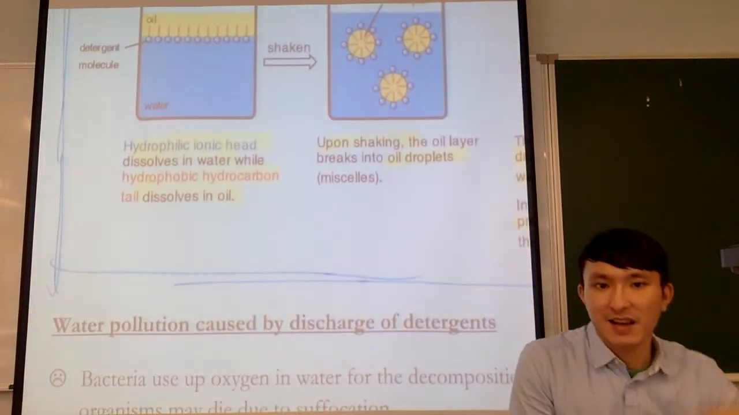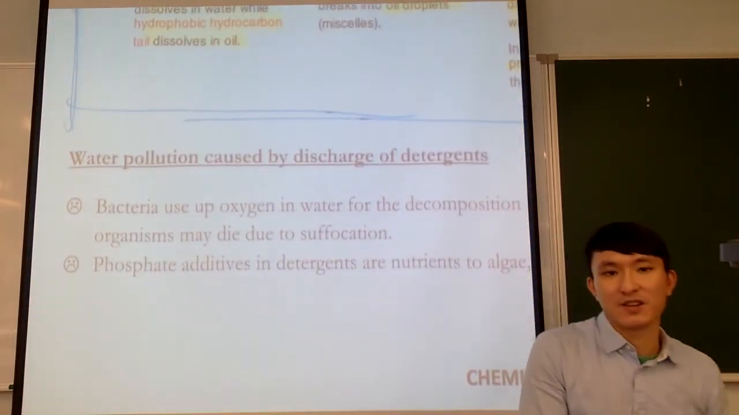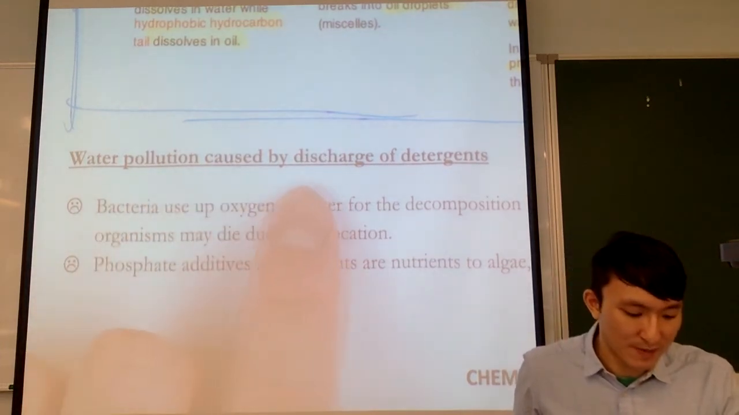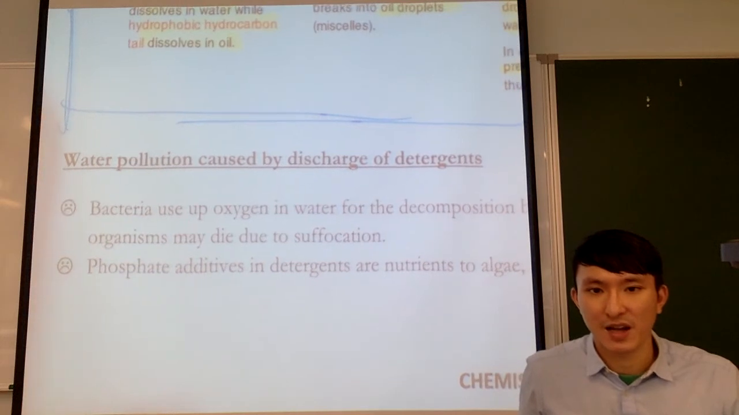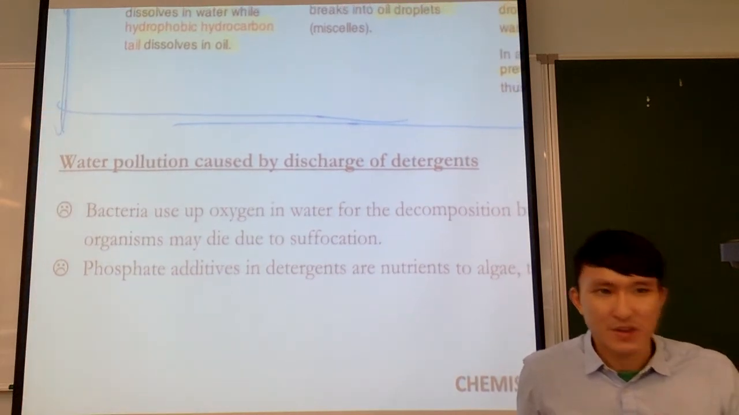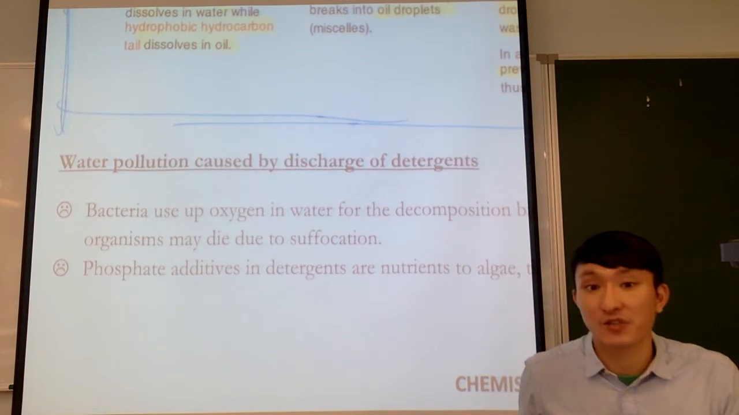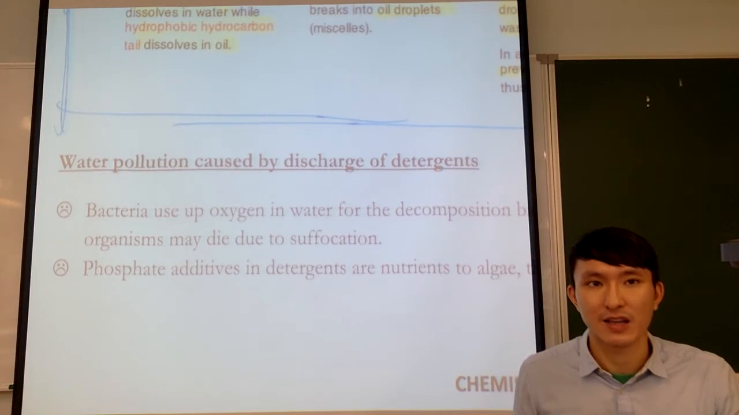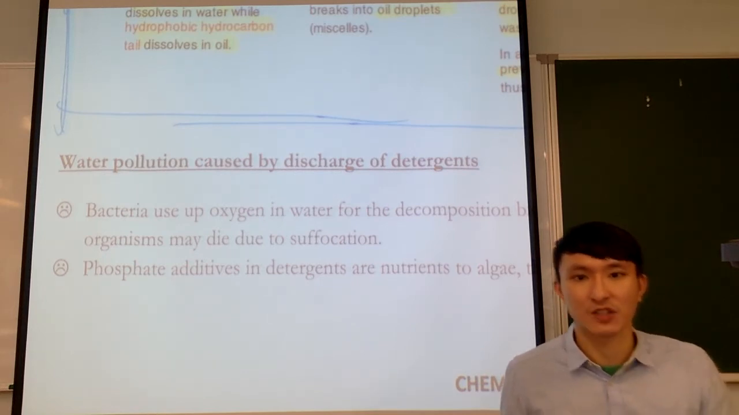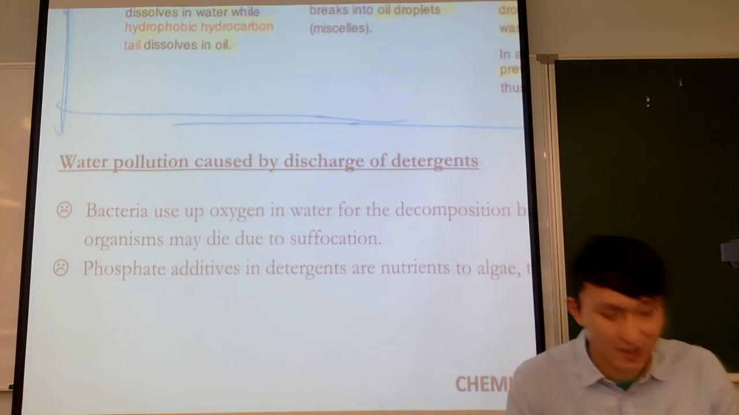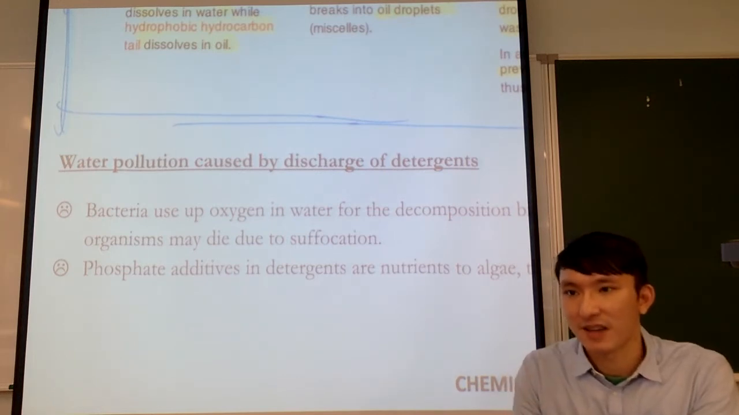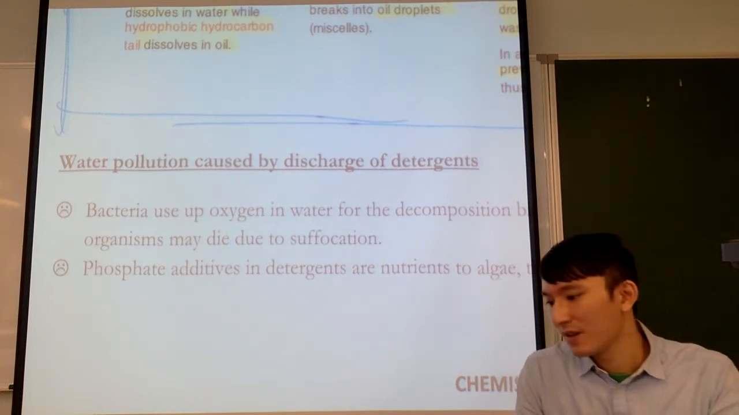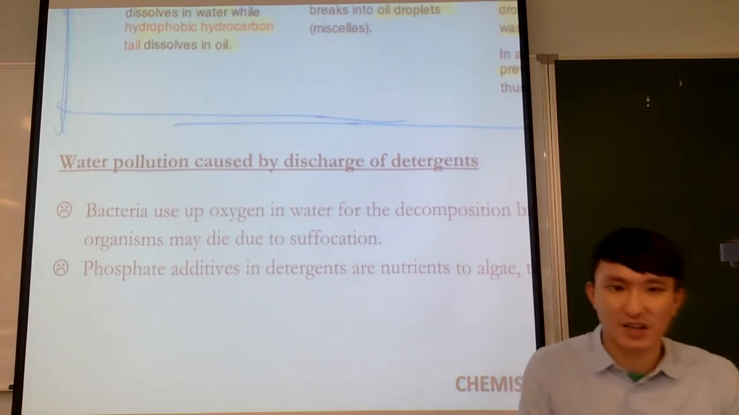Right? Now lastly, not very lastly, we still have one experiment to discuss. Here, water pollution by the discharge of detergent. So, when we use a lot of detergent, especially in some restaurants where they often wash their dishes, we may discharge a lot of effluent containing a lot of detergents. So what are the bad things about detergent being emitted to the water, okay?